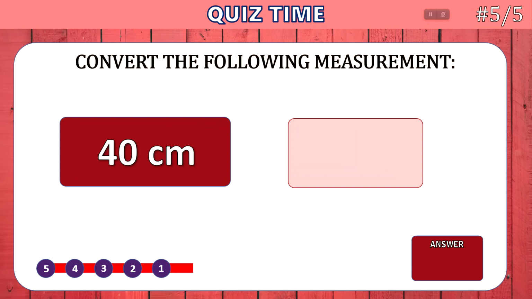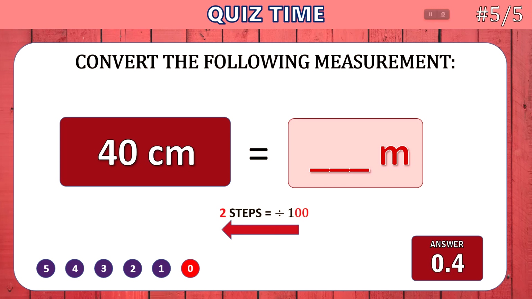And the last question, convert the following. 40 centimeters is equal to how many meters? This one is a little more challenging. The answer is 0.4. How did we do that? To go from centimeters to meters, we go 2 steps in the left direction, which means we divide by 100, and 40 divided by 100 is 0.4.